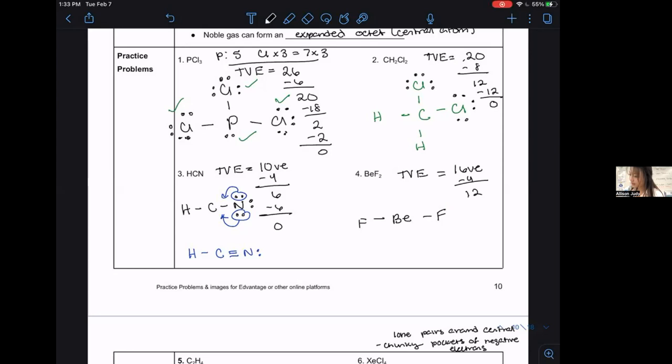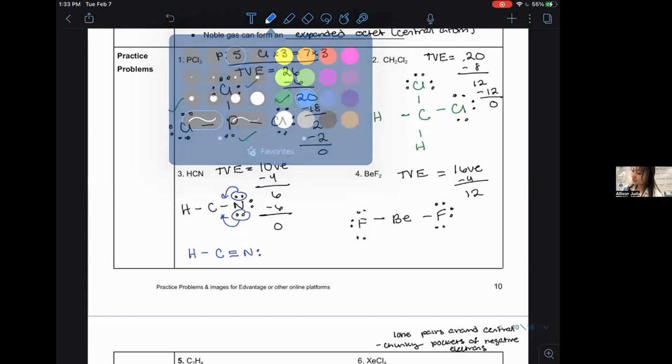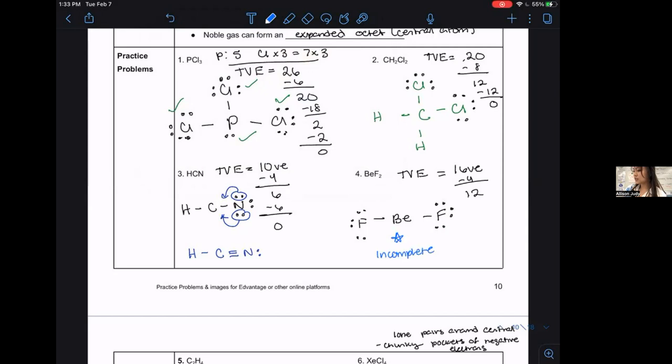Now you're going to fill out the terminals. 1, 2, 3, 4, 5, 6, 7, 8. And you look at it and you say, oh no, beryllium doesn't have an octet. But halogens can't make double bonds or multiple bonds at all. So what do we have? We have a special case. Beryllium is chilling with 4. Beryllium is a special case where it is okay with what we call an incomplete octet.